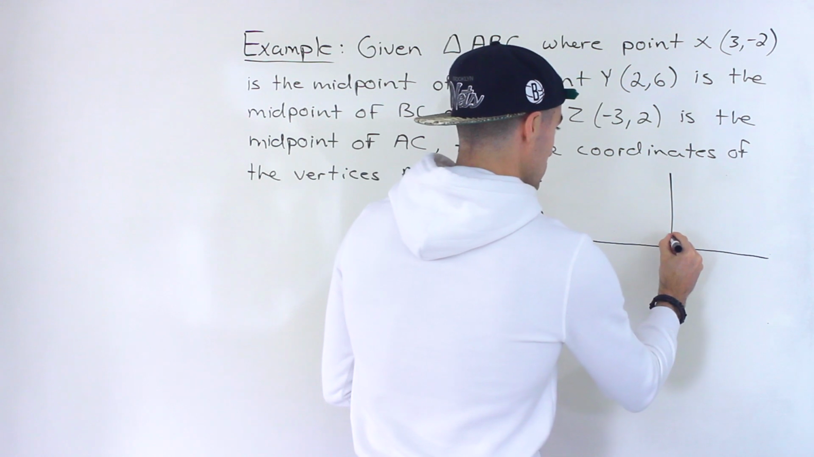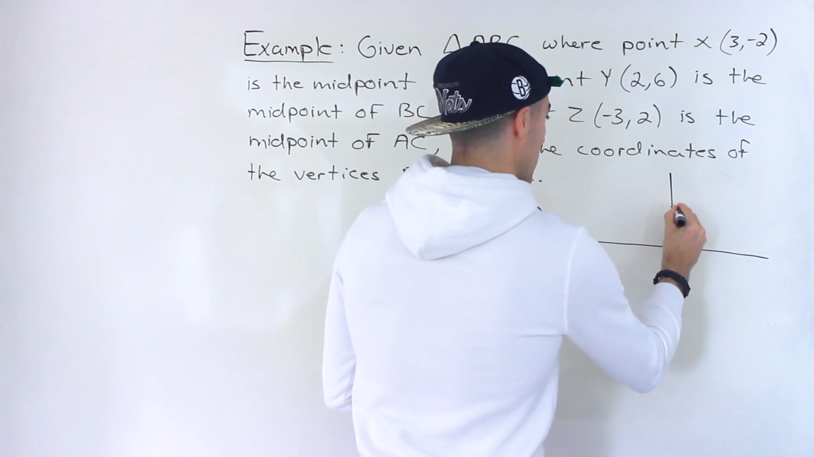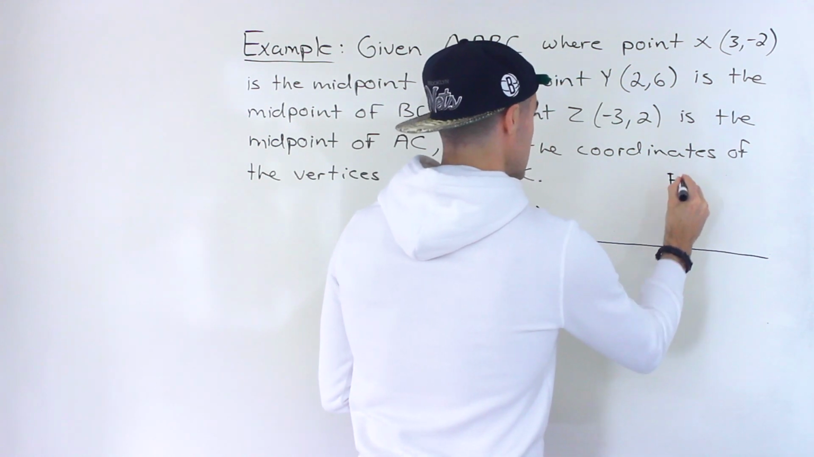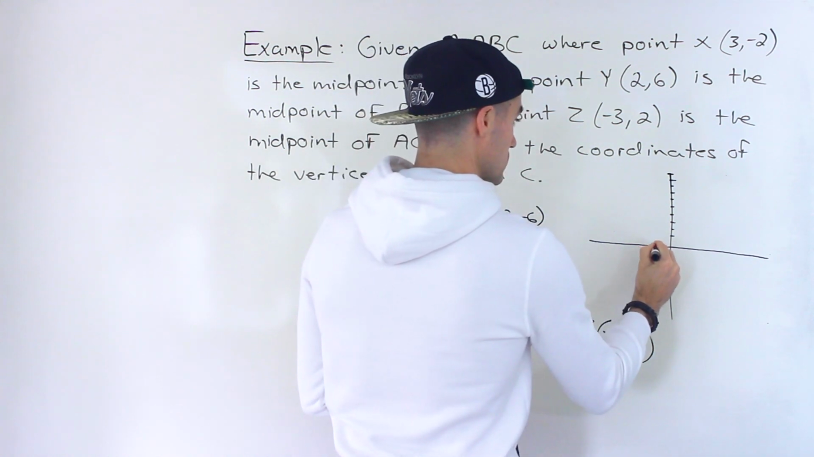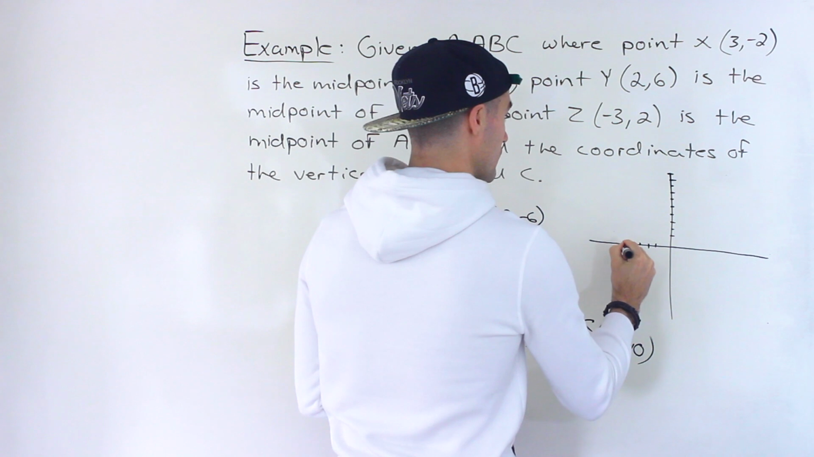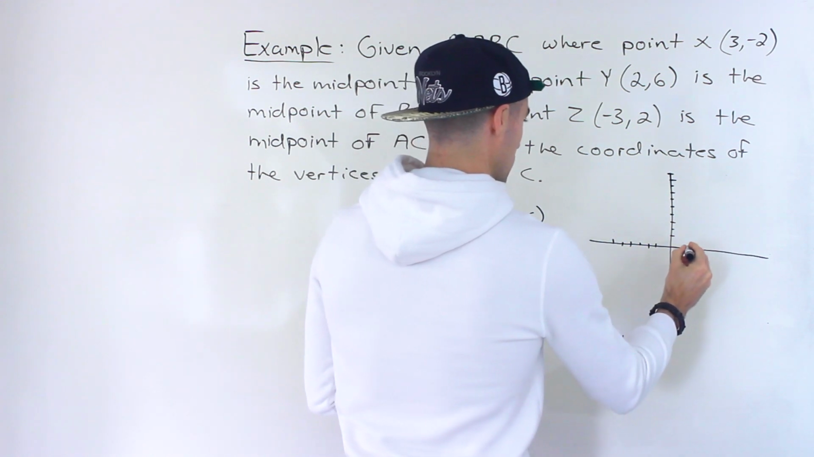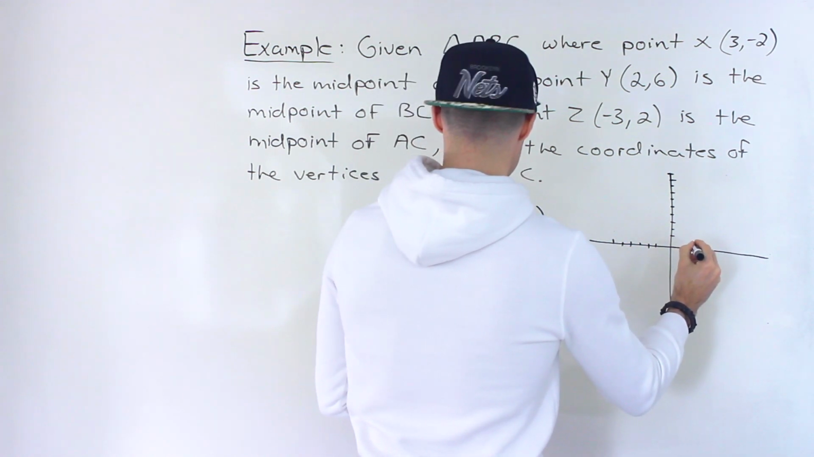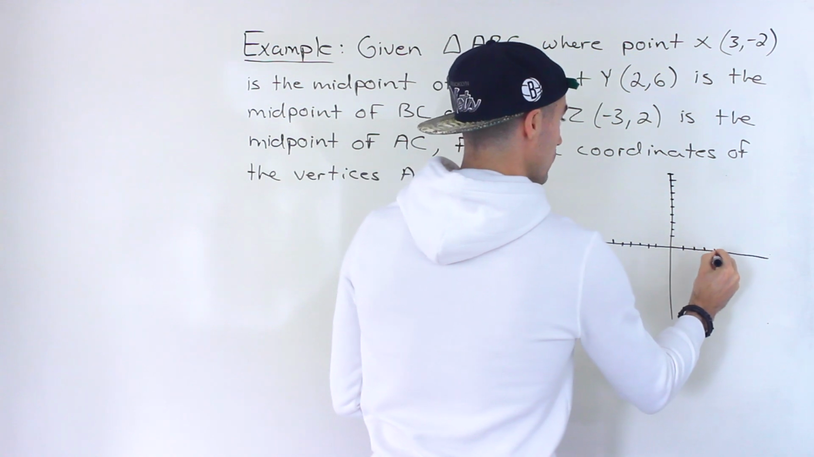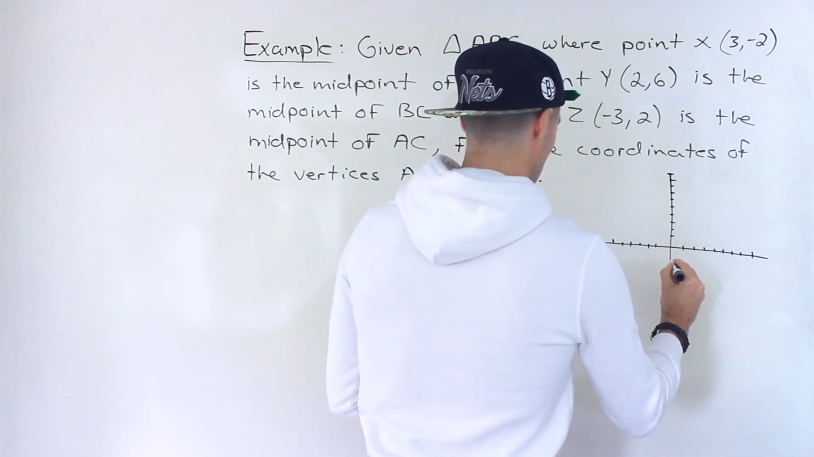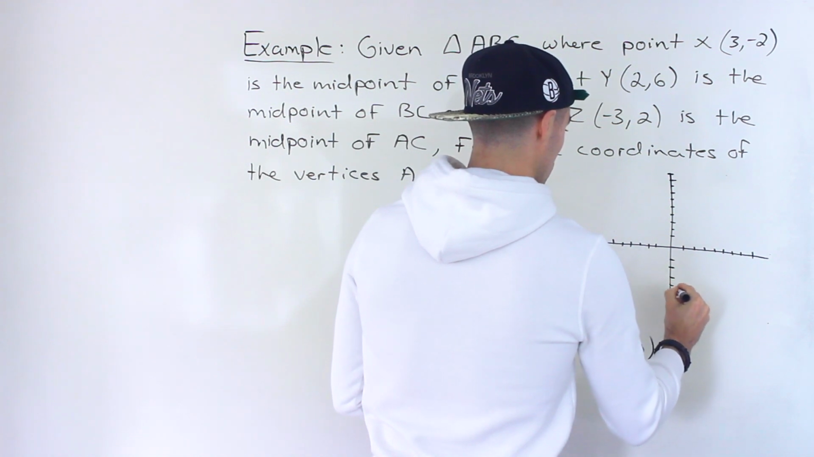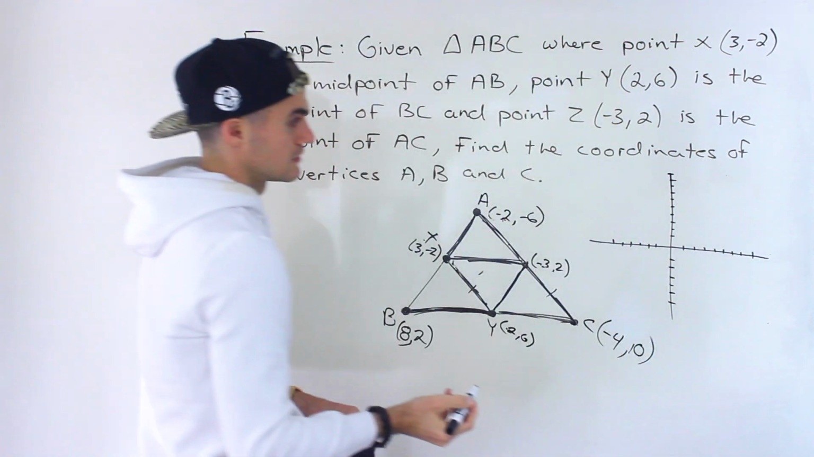It goes up to 10. So 1, 2, 3, 4, 5, 6, 7, 8, 9, 10. The negatives go up to -6. So 1, 2, 3, 4, 5, 6. Then we'll have 1, 2, 3, 4, 5, 6, 7, 8. And then we'll have 1, 2, 3, 4, 5, 6.